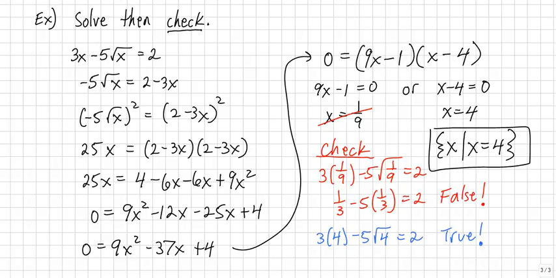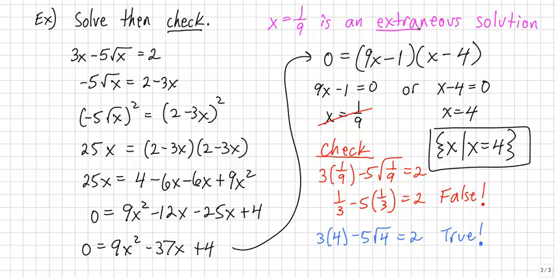So anytime you solve one of these and you get an answer that doesn't work and an answer that does, the one that doesn't work is called an extraneous solution. So x equals 1/9 is an extraneous solution. What that means, if you look at the first 5 letters, is extra. It means it's not needed. It's an answer that we got when we're solving, but it's actually not needed.